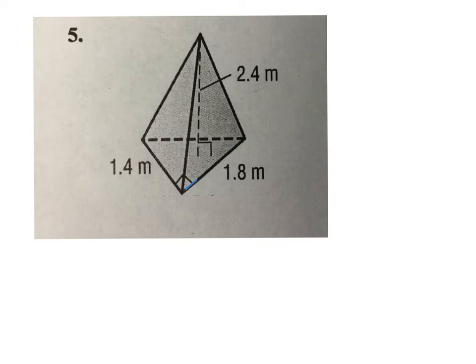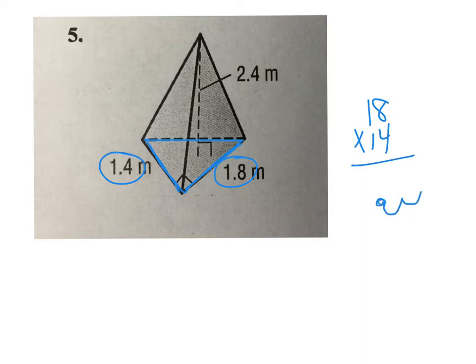Okay, area of the base. So you have length times width, but divide by 2. So this will be 1.8 times 1.4. So multiply 18 times 14, but make sure you start at the end and move over twice to put your decimal in there.